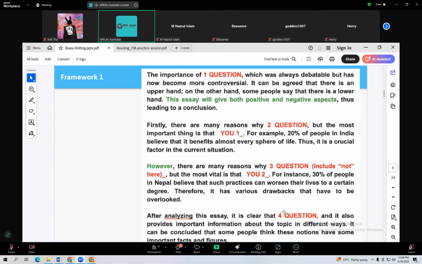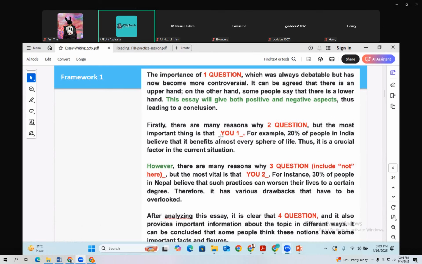So question 1, 2, 3, 4 done. Now there might be a question: what is this U1 and U2? Okay, so U1 and U2 is your own opinion.